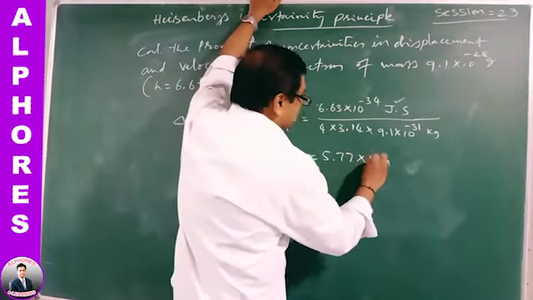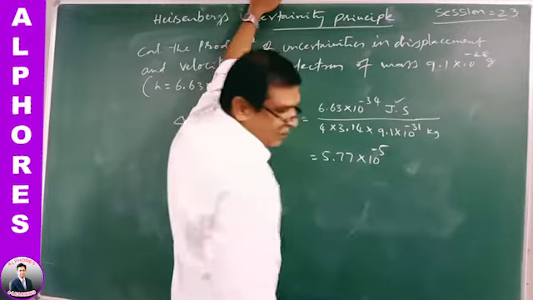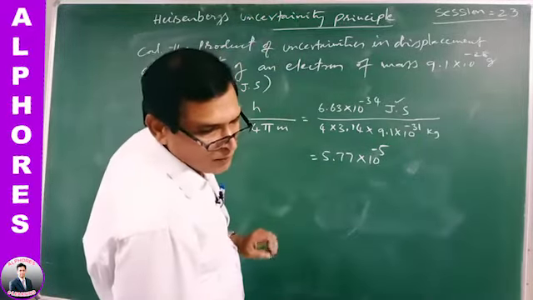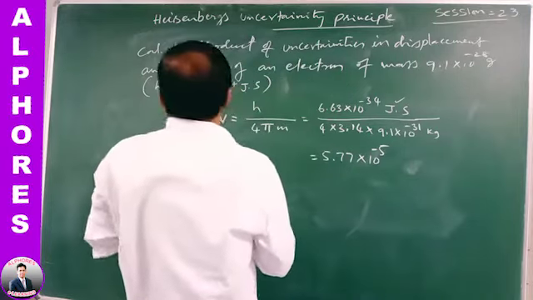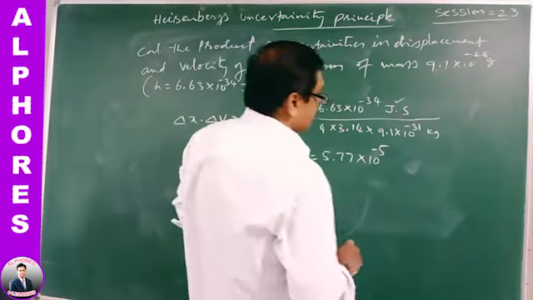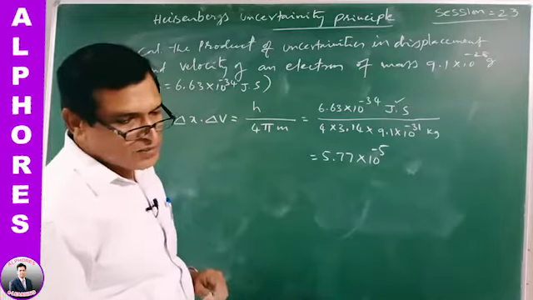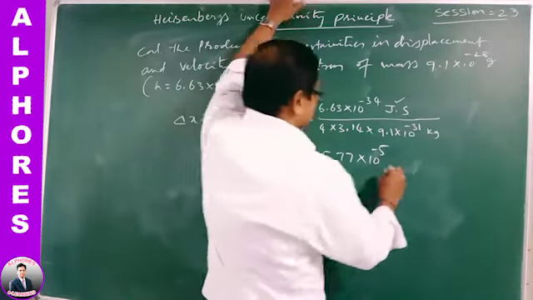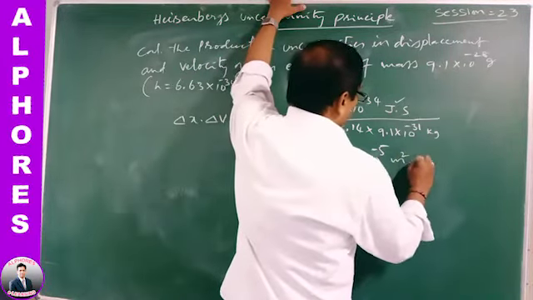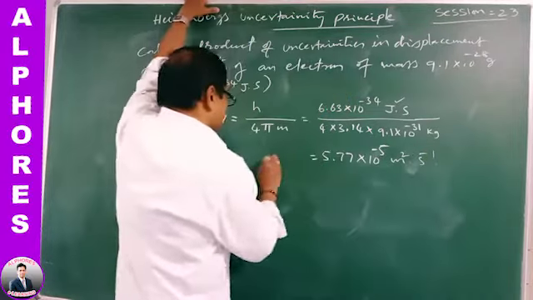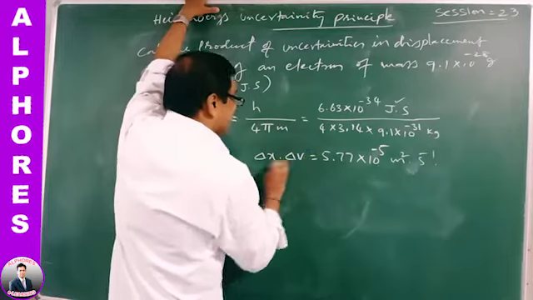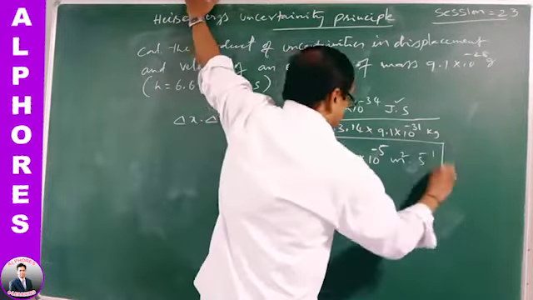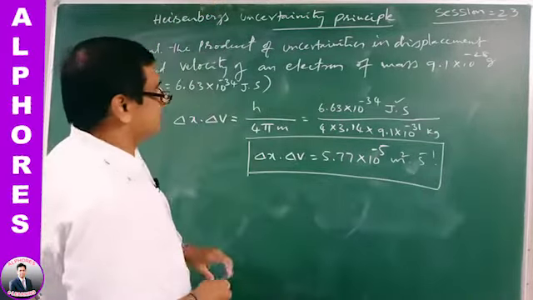5.77 into 10 to the power minus 5 into 10 to the power minus 5. Yes, it is that is the answer, meter square per second. Yes, this is the product of delta x into delta v. That is your answer. Okay, it's a good problem.